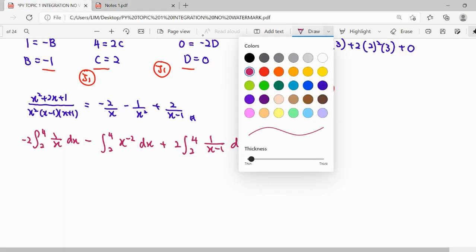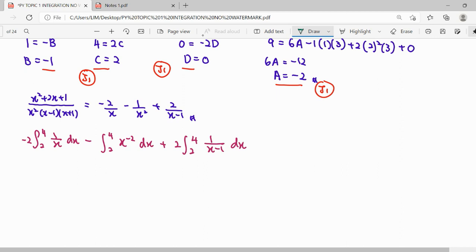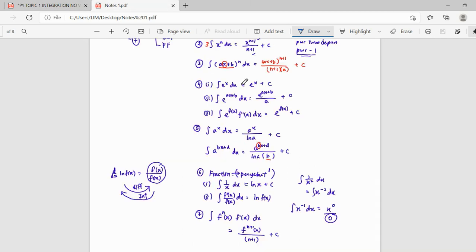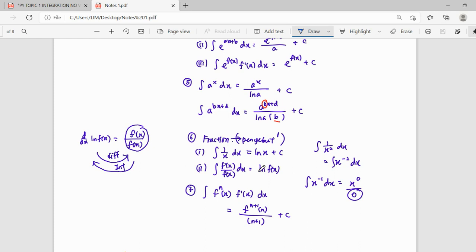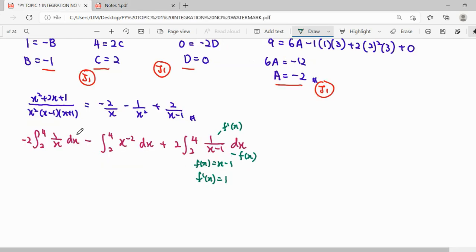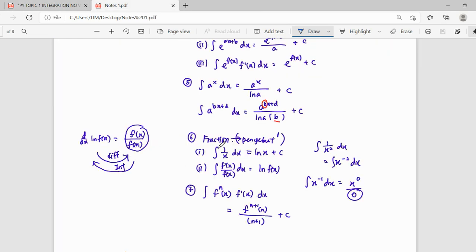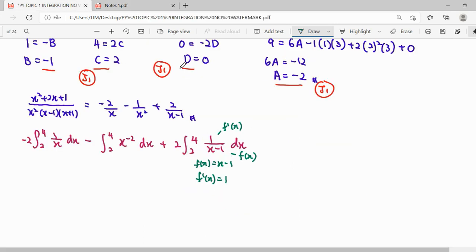So from here, we check our fraction. Our fraction function's denominator is x plus 1. When we differentiate, we get 1. Yes, we have that form. This is f prime x. This is f x. So we can get to ln f x. Okay, so we view our formula: integrate f prime x over f x will give you ln f x. So integrate 1 over x, ln x.